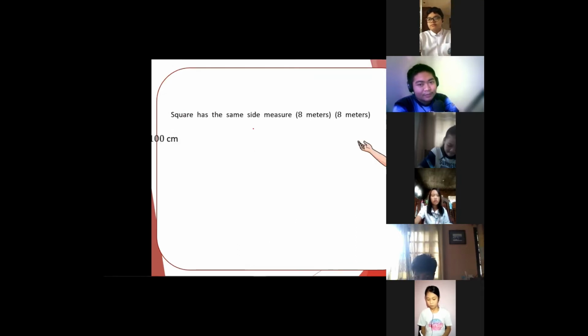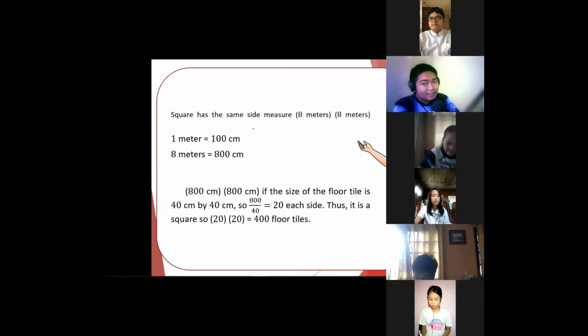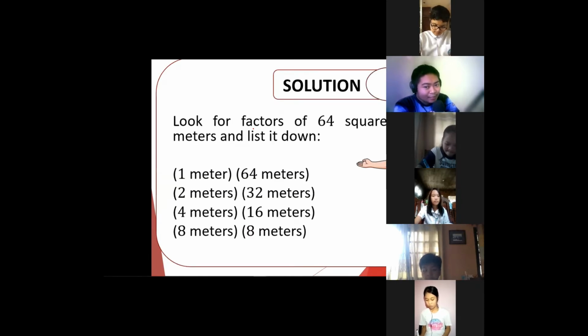So let's proceed now. A square has the same side measure. Because it is a square, which of these factors of 64 have the same length? Which factor of 64 has the same numbers? Where are the same numbers among the factors, like 1 times 64?